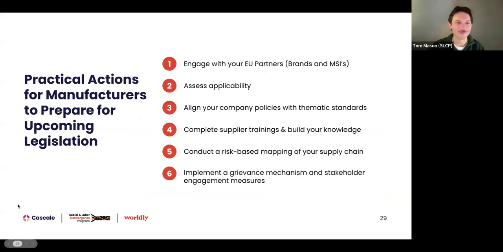So I think the last slide is the next slide from me, and I'm going to stop talking because I've been going on for a while now. But finishing off, what I want to do is talk through some really practical actions for manufacturers for you to prepare for the upcoming legislation.